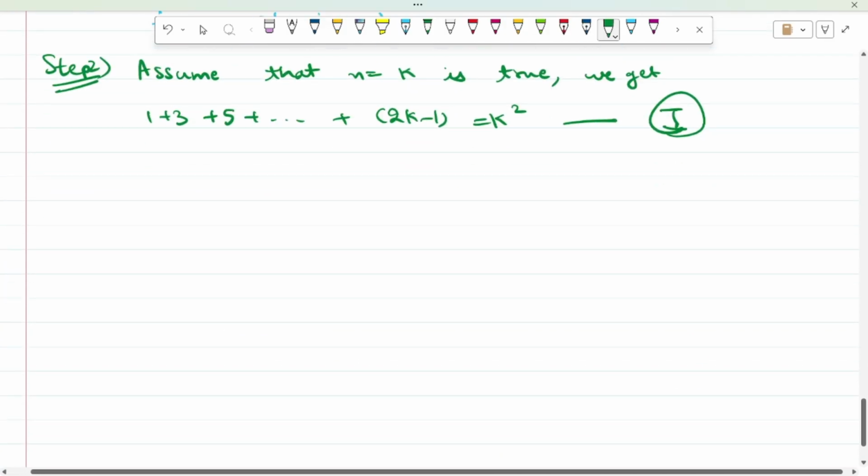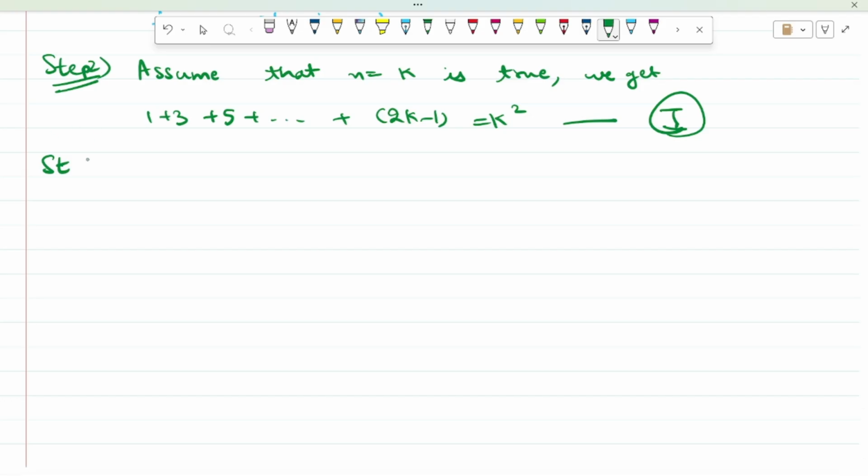Now we will be using this. So I have assumed this. Now we're going to prove that if it holds for k, then it holds for k plus 1, and k is any natural number. So it means we're going to use this, we're going to generalize it, to prove that n is equal to k plus 1 is true.